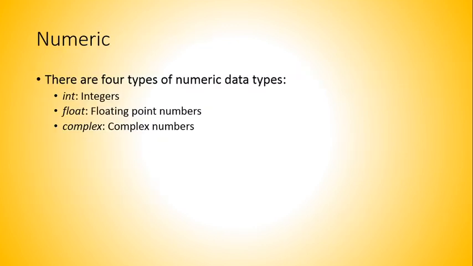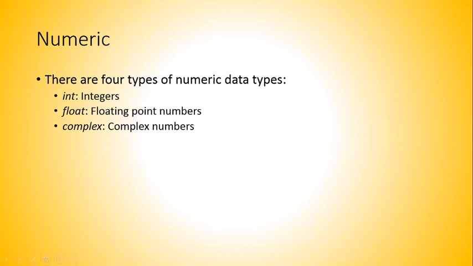Numeric data type. So there are mainly 4. There is a mistake here. There are mainly 3 types of numeric data type. int, that stands for integer. Float, that is for floating point number. And the third one is complex, which stands for complex number.